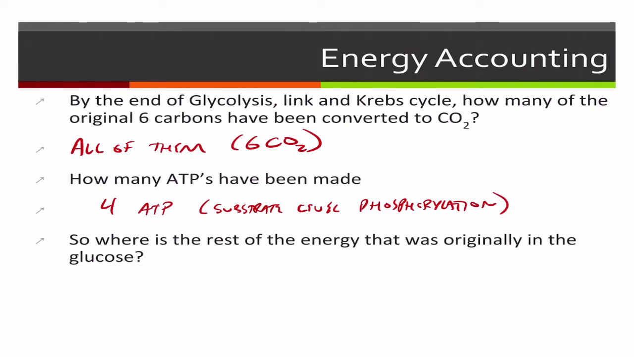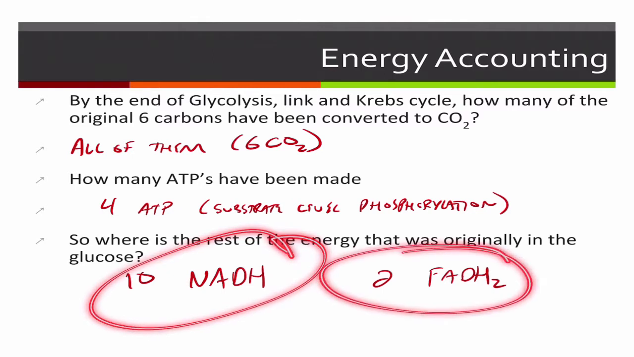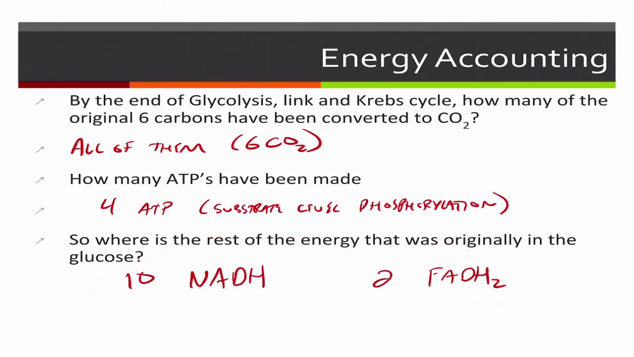And then the other question: where is the rest of the energy that was originally in the glucose? It is in the NADH, we have 10 of those, and in the two FADH2s. I always think of those as big old piggy banks, stored energy that we can still break into. Remember, they're electron carriers, so we're going to use the electrons found in them to make more energy. That is what we want to look at.